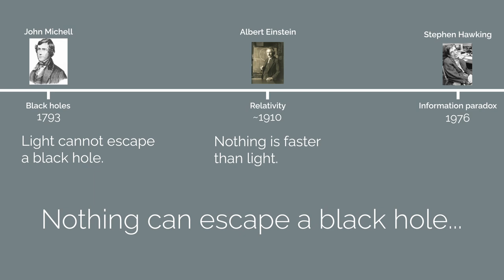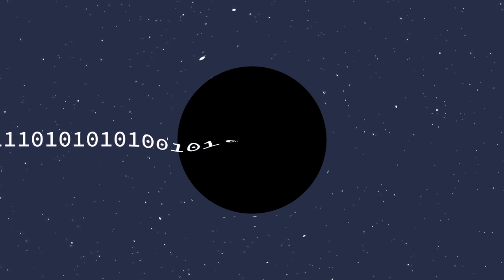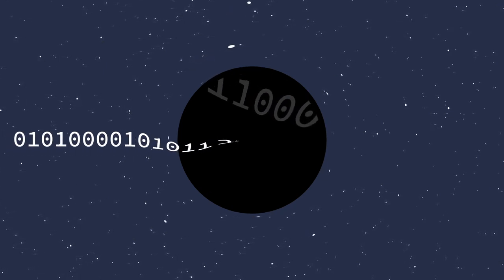For so many decades, this was the defining feature that made black holes so important. So why shouldn't it apply to information as well? Once it enters a black hole, perhaps it can never get out.